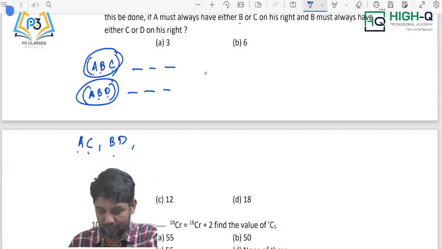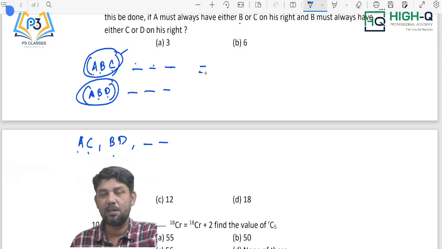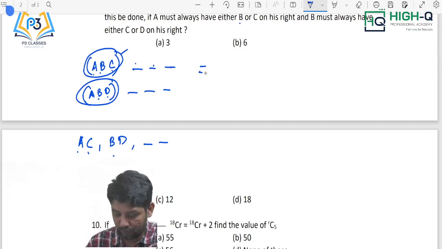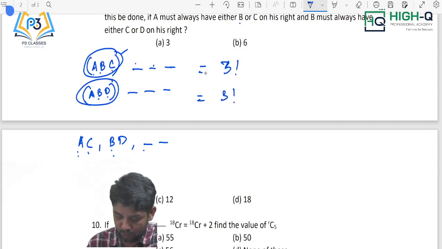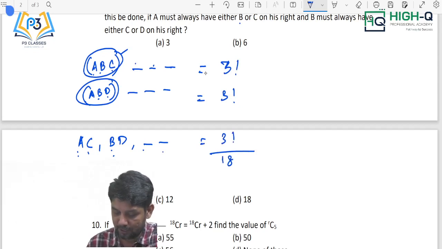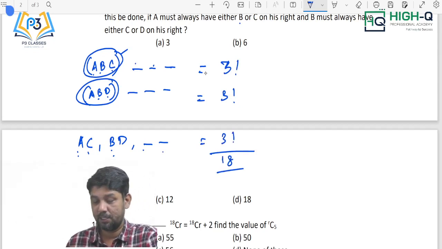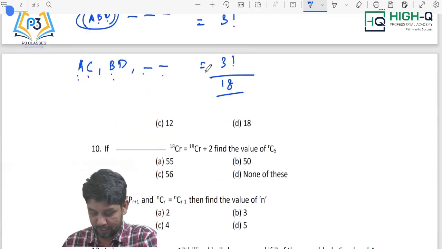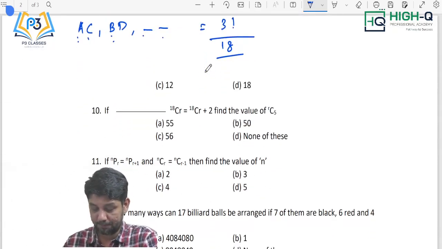So remaining how many are there? 2 are there. You keep as it is. Now, total how many people are there? 1, 2, 3, 4. Since it's circular arrangement, (n minus 1) factorial, I can have 3 factorial. This is also 3 factorial. Again 3 factorial. So 3 factorial, 3 factorial, 3 factorial is equal to 18. Am I right, my dear? Okay. So that's all, my dear.